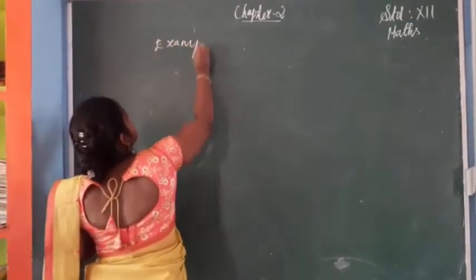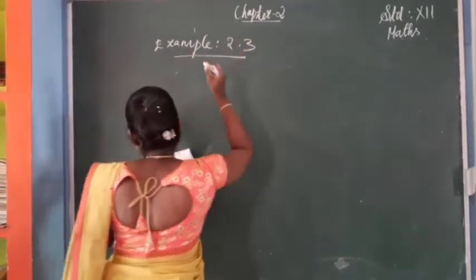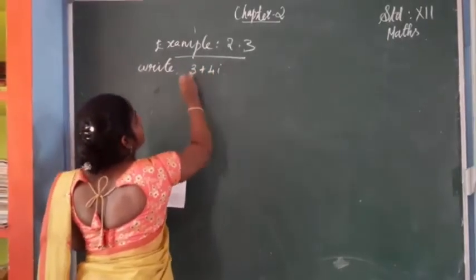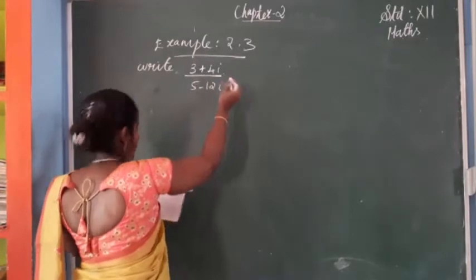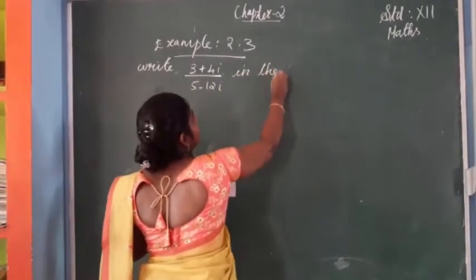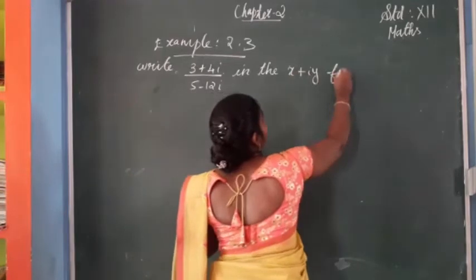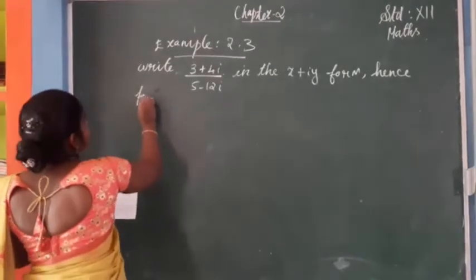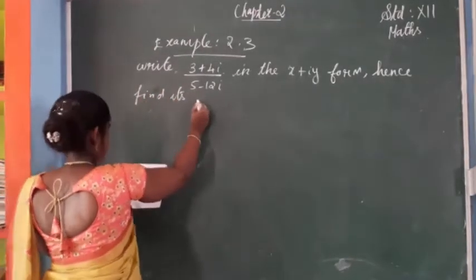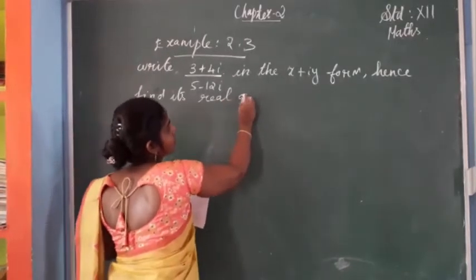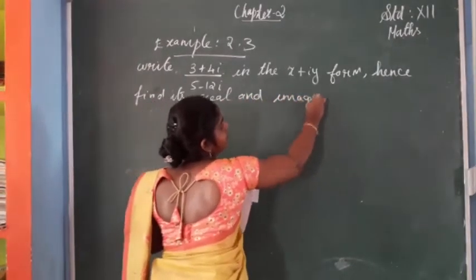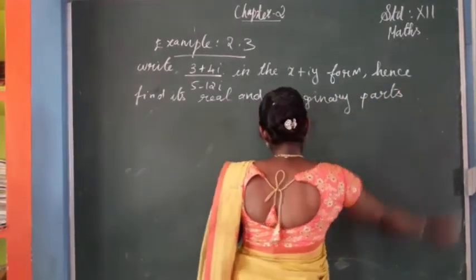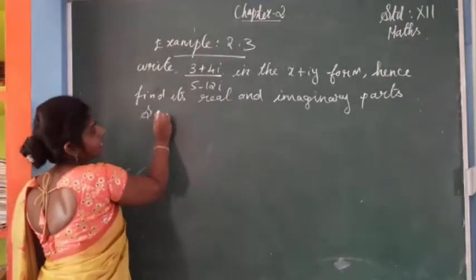Example 2.3. Write 3 plus 4i divided by 5 minus 12i in the x plus iy form. Hence, find its real and imaginary part. So you have to find the real part and imaginary part.